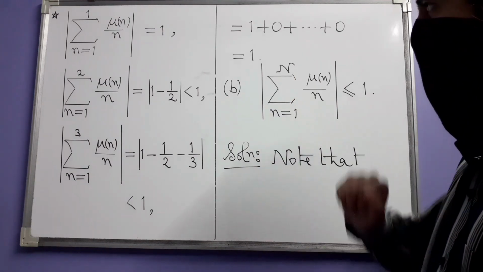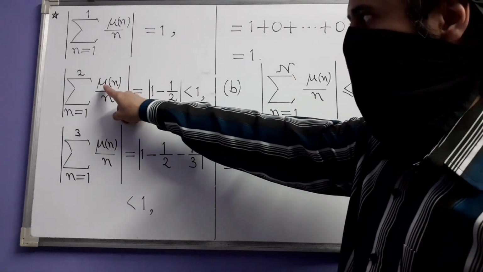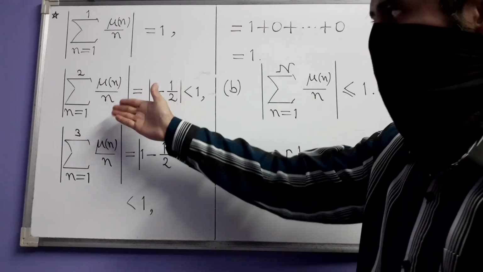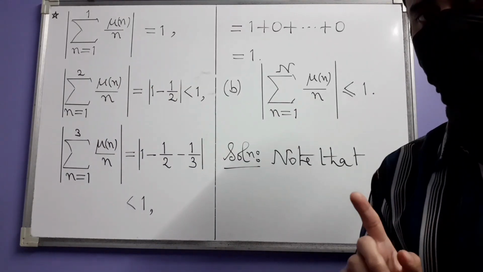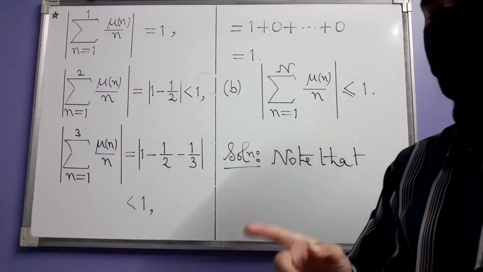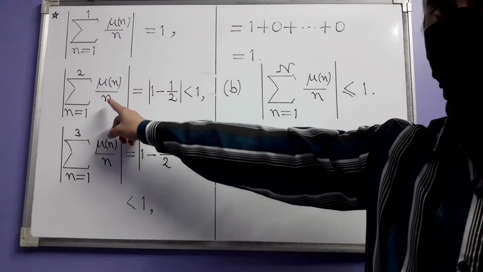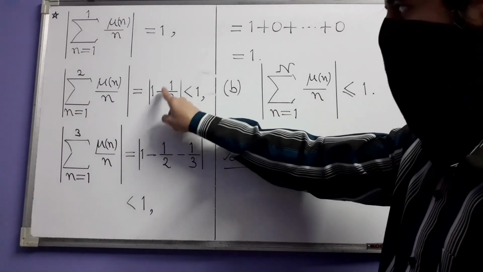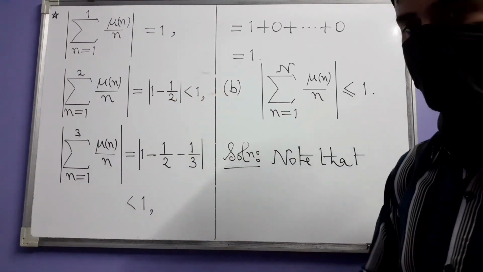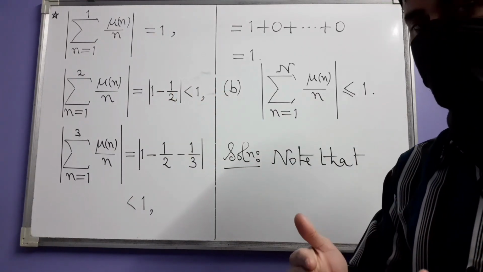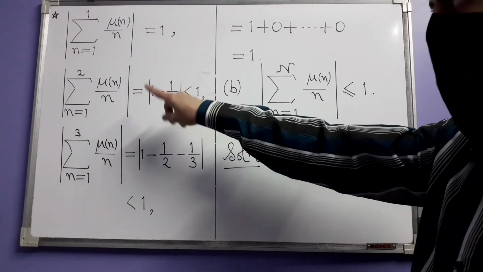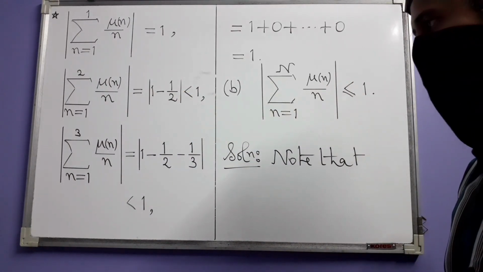Then when capital N is 2, you are getting mu of 1 divided by 1, which is 1, plus mu of 2 divided by 2. Mu of 2 is minus 1. You go back and see the definition of the mu function, you will see why it's minus 1. So that way we get 1 minus 1 over 2, which is 1 divided by 2, and its absolute value is also 1 divided by 2, which is less than 1. So that means in this case we are getting strict inequality.